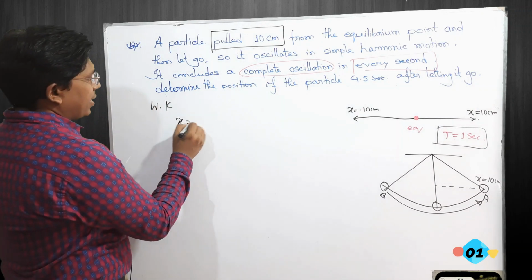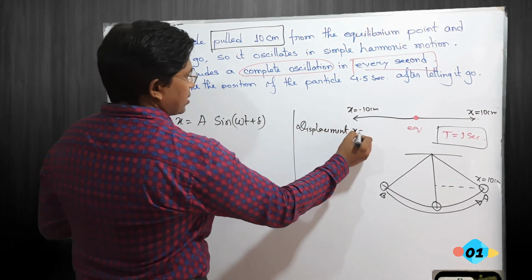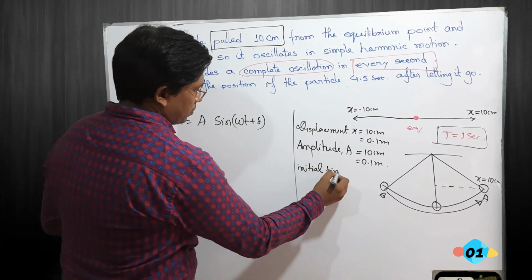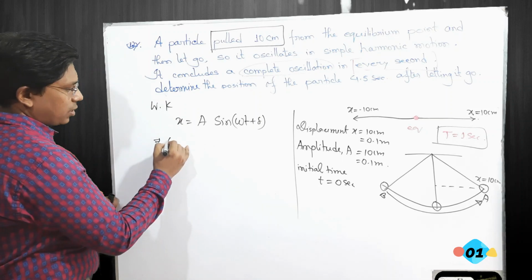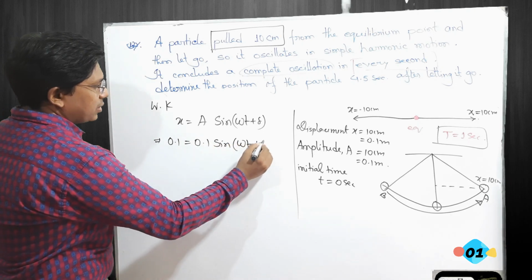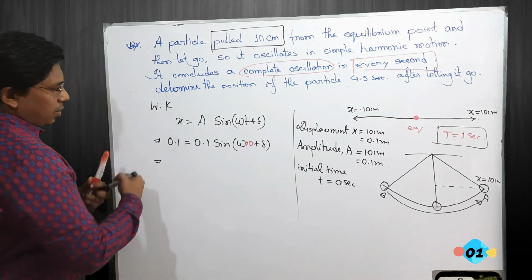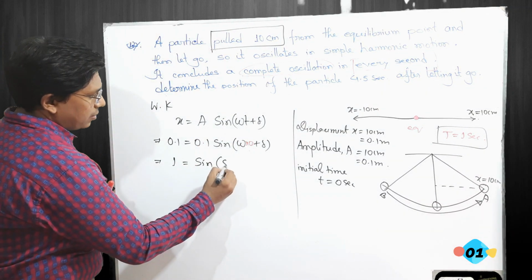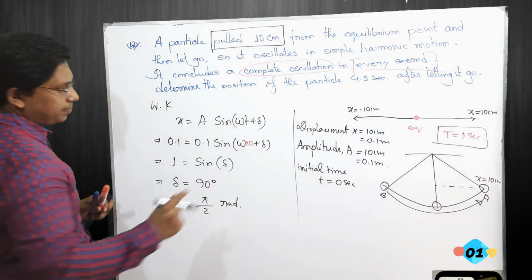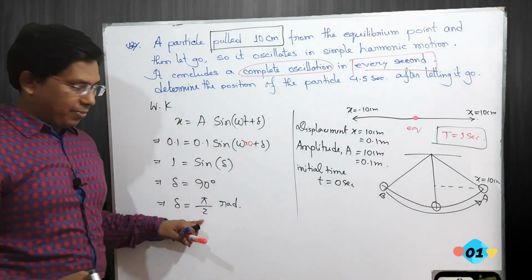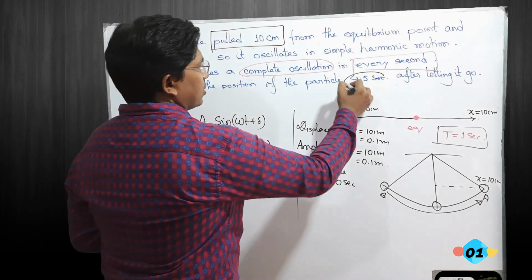We know x equal to A sine omega t plus delta. Here, x is the displacement at the initial time t equal to 0 second. Now put the values: x equal to 0.1 sine omega t plus delta. Here t equal to 0 second. 0.1 means 1 sine delta, so delta equal to 90 degree, and delta equal to pi by 2 radian. When it's released from the end, the initial phase angle will be pi by 2 or 90 degree. Now the question is, determine the position of the particle after 4.5 second.